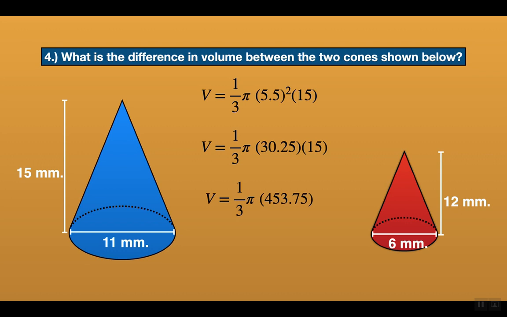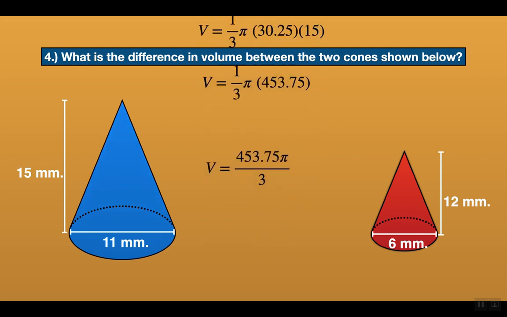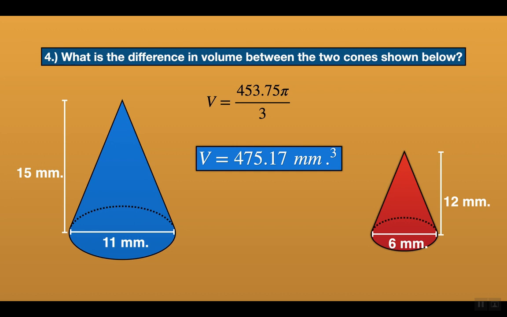453.75. Now, when we multiply 453.75 times 1 and times pi, and then divide it by 3, we're going to get 453.75 pi over 3. Now, when you calculate that in your calculator, you're going to get the answer for the volume, which is going to be 475.17 cubic millimeters. Again, in your calculator, you have to multiply 453.75 times pi, and then whatever that gives you, the product, you're going to divide it by 3.